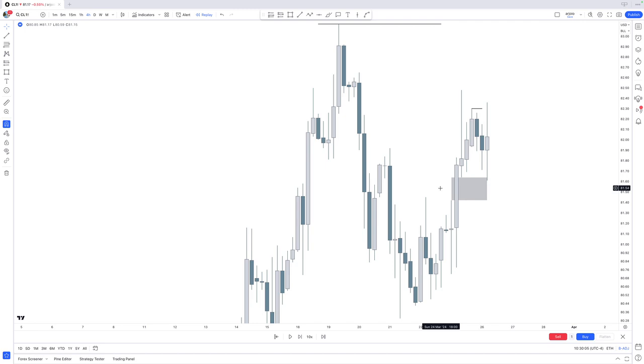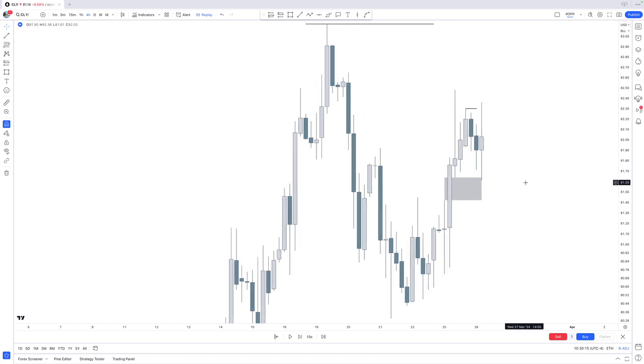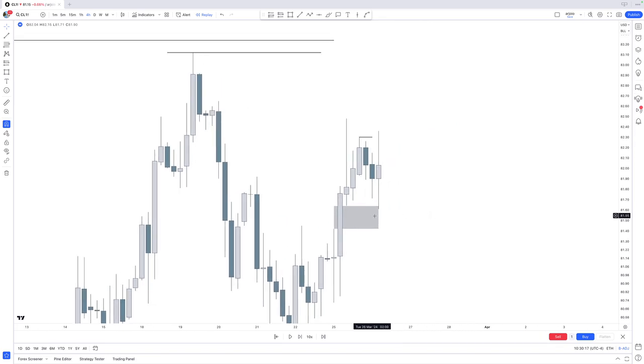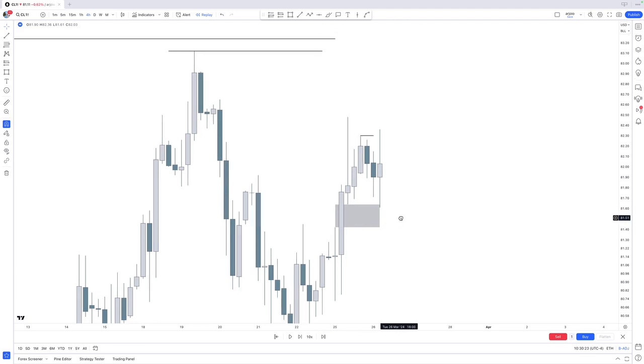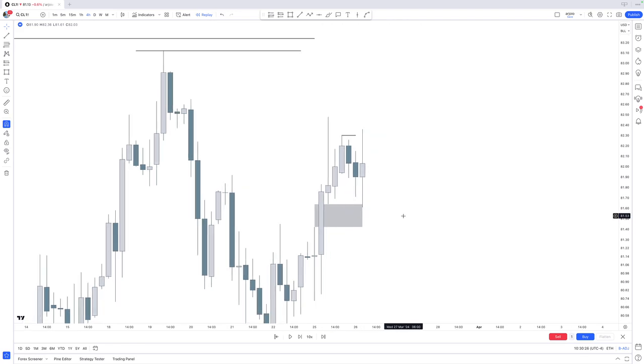But every step further from that PD array is going to be lower probability. So the closer the step towards the PD array, the higher the probability. What I mean by that is we are most likely going to have some kind of resistance from that discount array in the form of that fair value gap. That's the highest probability thing to happen.